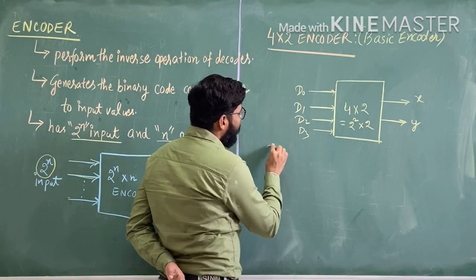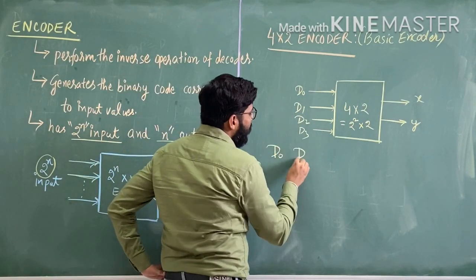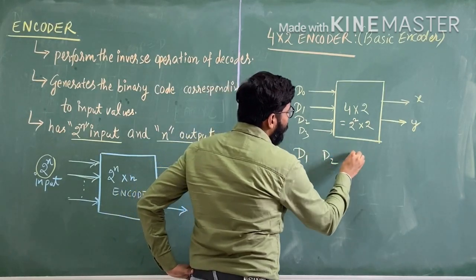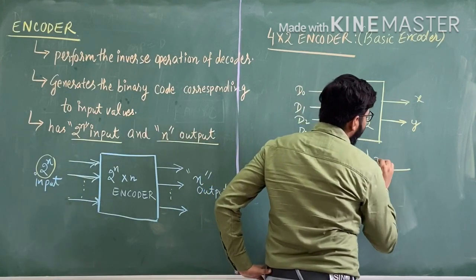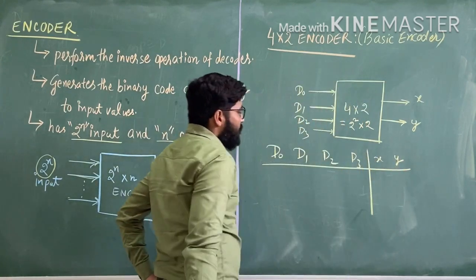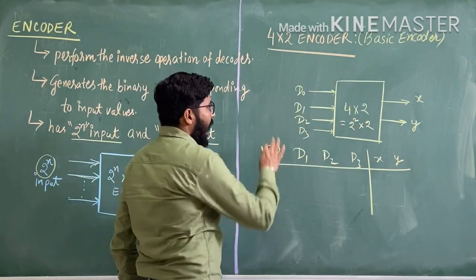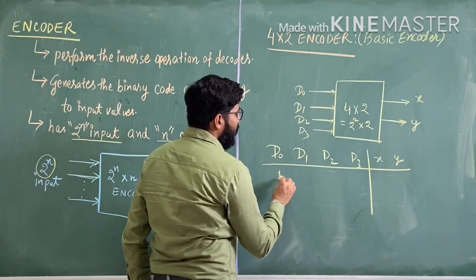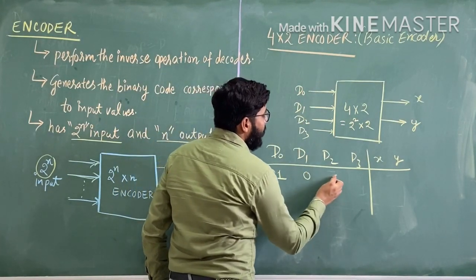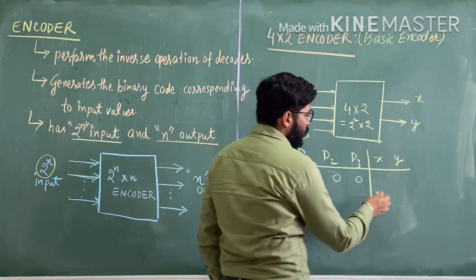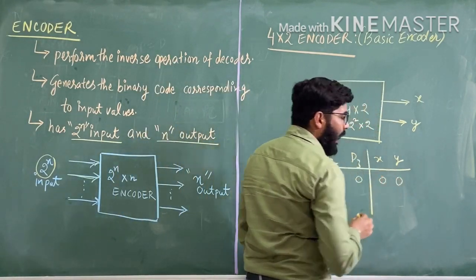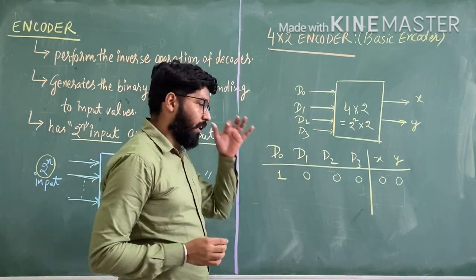Now we develop a truth table with D0, D1, D2, D3. This is the input, and we have outputs x and y. Suppose D0 is activated, that is logic 1, and the remaining inputs are 0. Then we have an output 0, 0. The value of x and y is 0, 0 only.